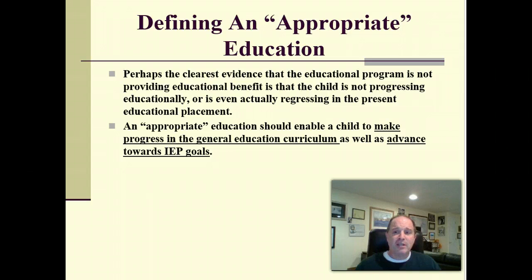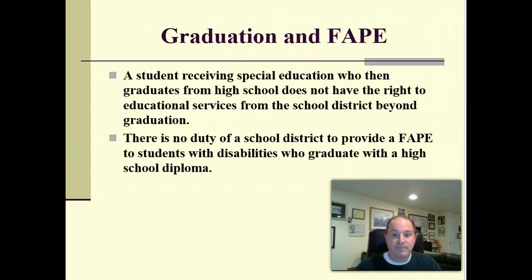So if you have a child who's not progressing educationally, who is in the 4th grade reading at a 2nd grade level at the first year, and then at the end of the 4th grade is still reading at that level, or has actually regressed back to, say, the 2nd grade level, that could show that what the child is receiving is not appropriate. But an appropriate education should enable a child to make progress in the general ed curriculum as well as advance towards IEP goals.